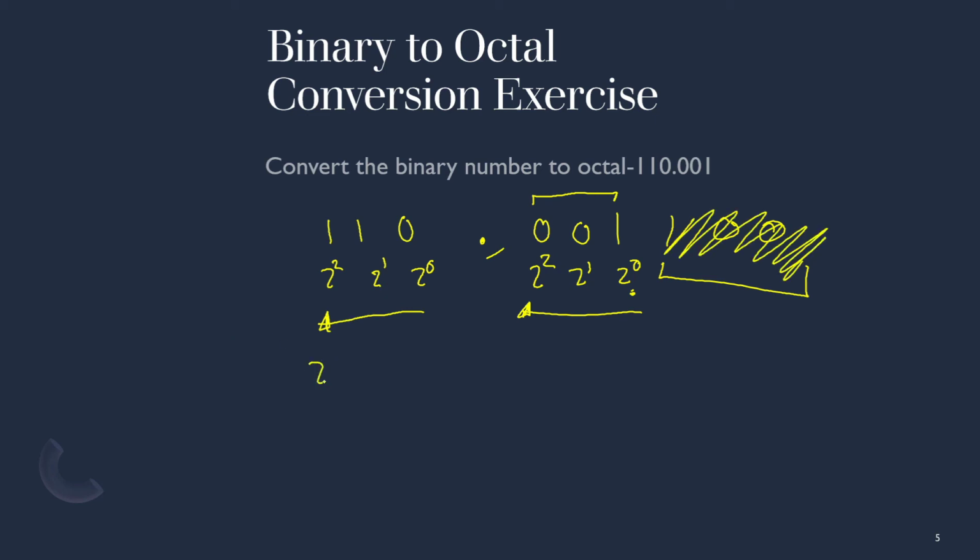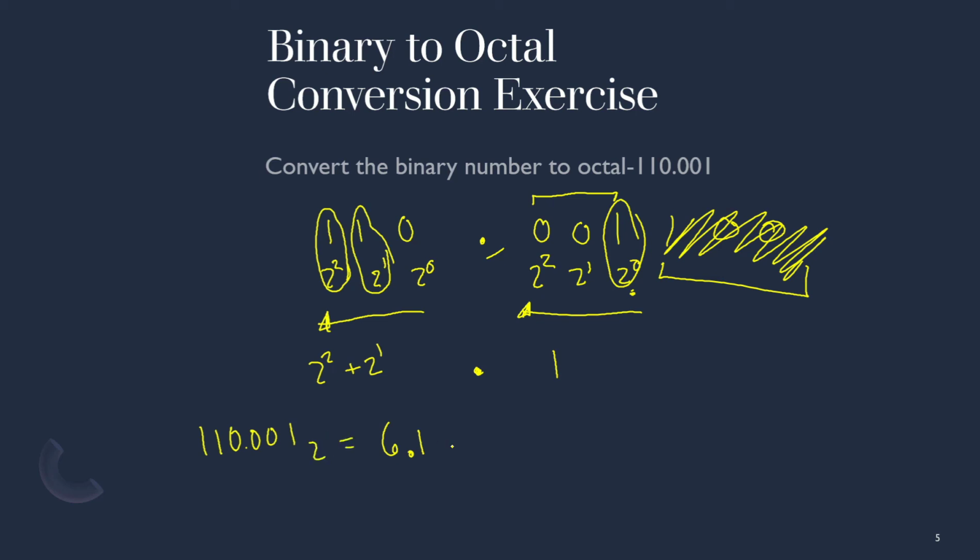So we have 2 to 2 plus 2 to the 1. Then we have our decimal, and then this 1 matches up to 2 to the 0, which is 1. So what we have is 6.1. So 110.001 in binary form is 6.1 in octal form.